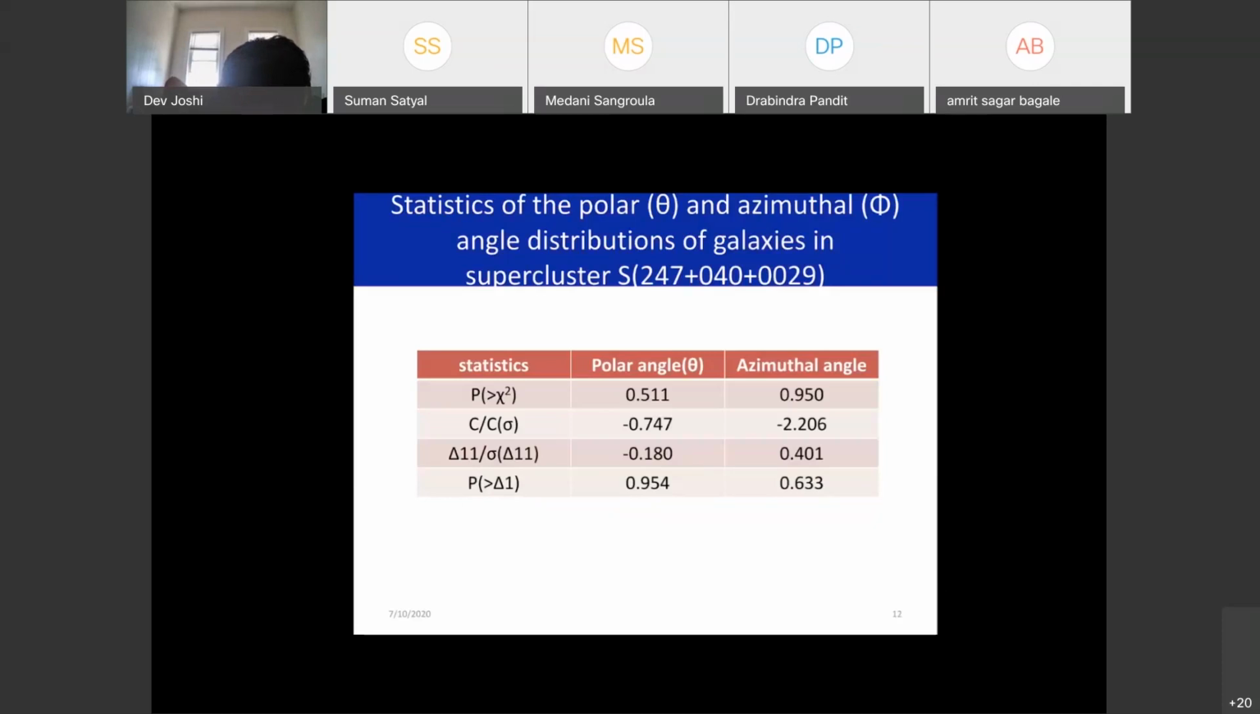In azimuthal angle distribution, the value of chi-square probability is 0.950. Autocorrelation coefficient is minus 2.206. First order Fourier coefficient is 0.401. First order Fourier probability is 0.633. Here all statistical tests show a strong isotropic distribution of spin vectors, supporting the hierarchy model as proposed by Peebles in 1969.